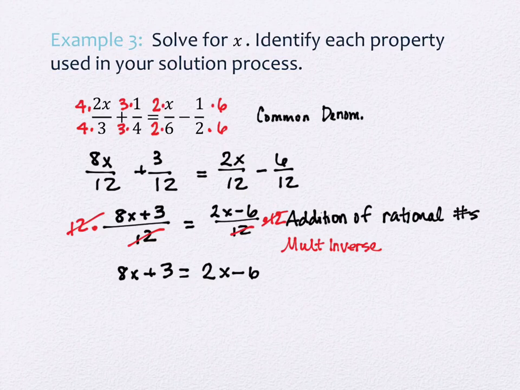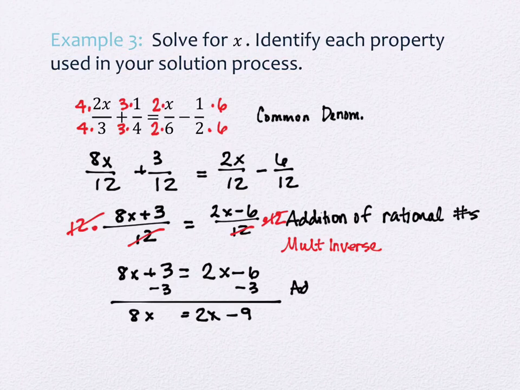So the last pieces that we're going to do actually fall back in the realm of whole numbers, but they still work for rational numbers. That's great. So we're going to subtract a 3 to move it to the right. That gives me 8x equals 2x minus 9. That is an additive inverse. Hang on. Inverse. And identity.